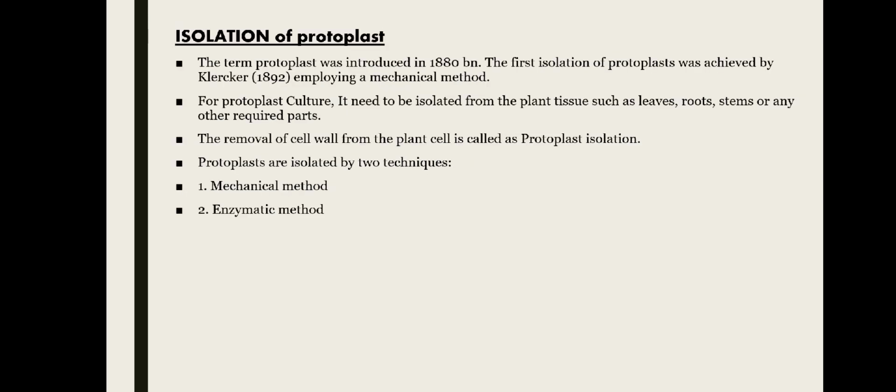Isolation of protoplast. For somatic hybridization or cybridization, the protoplast needs to be isolated from plant tissue that may be leaf, stem, root or any part of the plant. The first isolation of protoplasts was achieved by Klercker in 1892, employing a mechanical method. The removal of the cell wall from the plant cell is called protoplast isolation, and there are two techniques. 1. Mechanical method. 2. Enzymatic method.